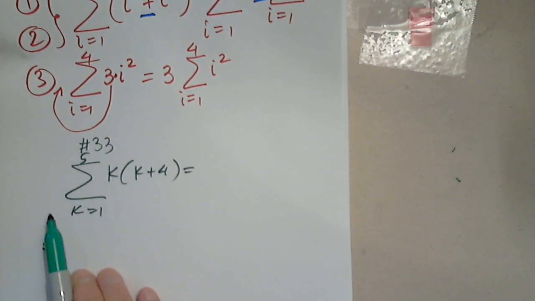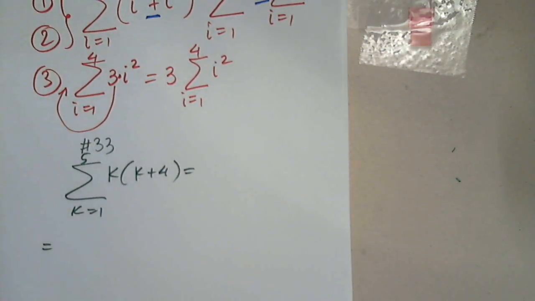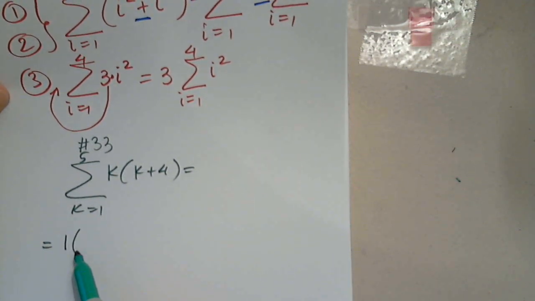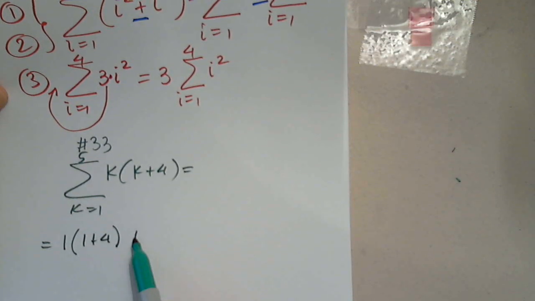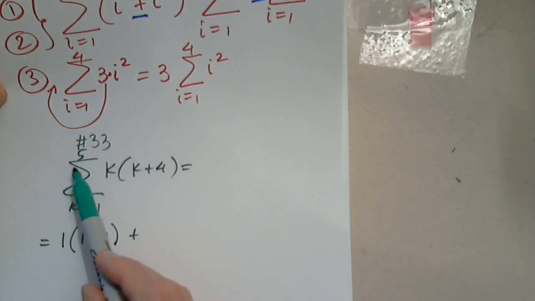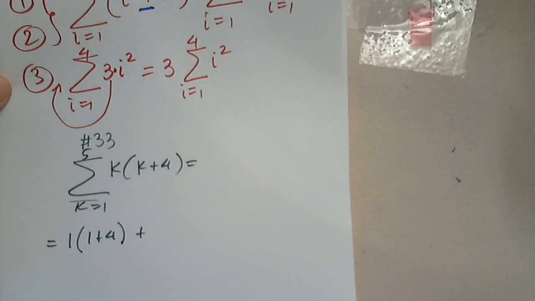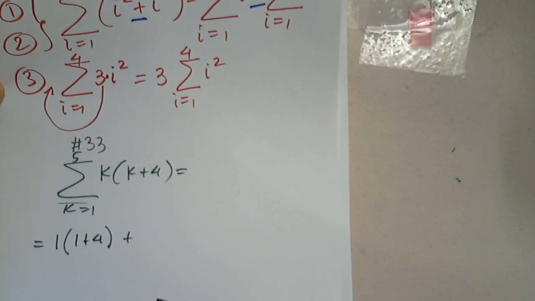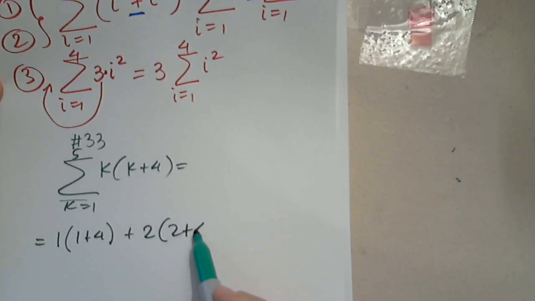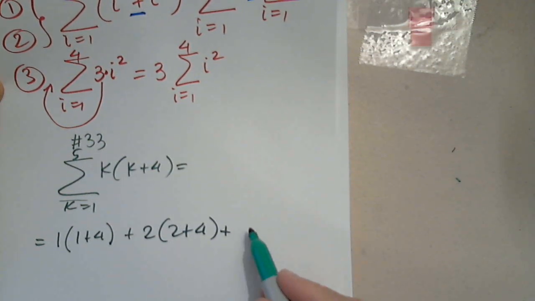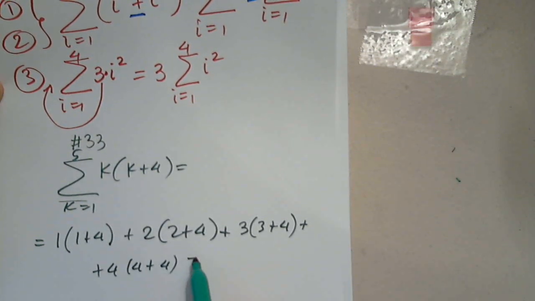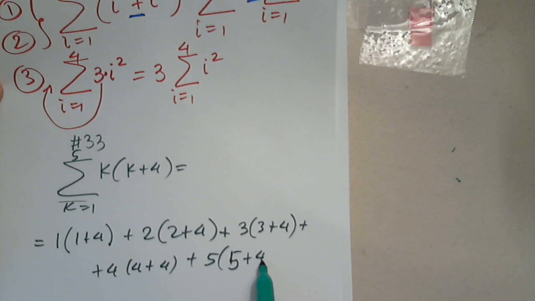This is not a constant. I cannot take it outside. I could distribute and then separate into two sums. I can do that, but there is no need. So when k is 1, I have 1 plus 4. Plus. Why plus? Because that's the sigma. It's adding. Plus. When k is 2, 2 plus 4. When k is 3, 3 plus 4. When k is 4, 4 plus 4. When k is 5, 5 plus 4.